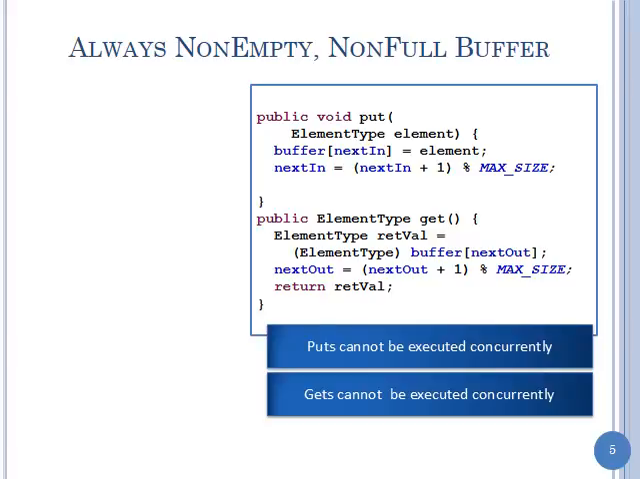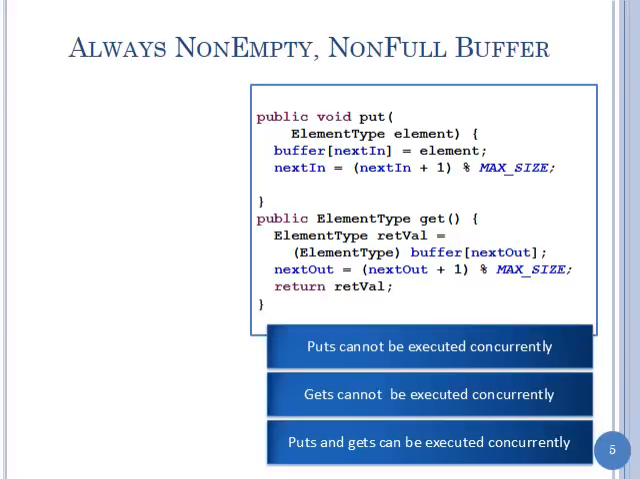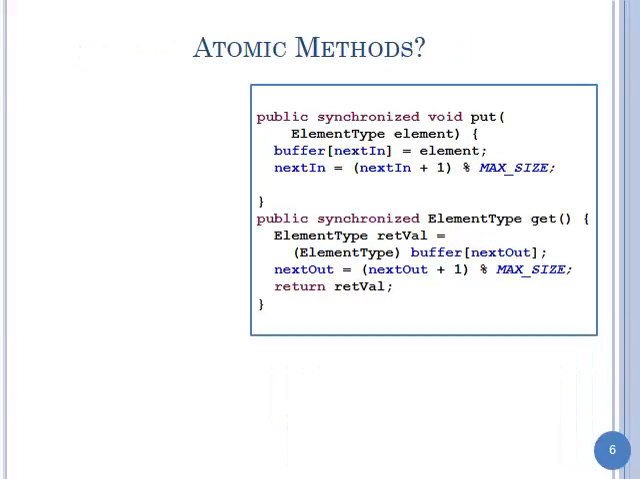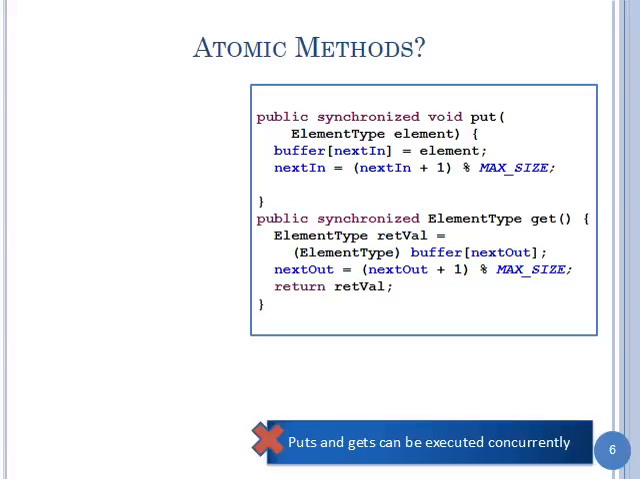I mean, puts cannot be executed concurrently, gets cannot be executed concurrently, but puts and gets can be executed concurrently. Okay, so I can always put synchronized here, but that makes sure that only one of get or put can execute. Okay, maybe I can go to multiple conditions.